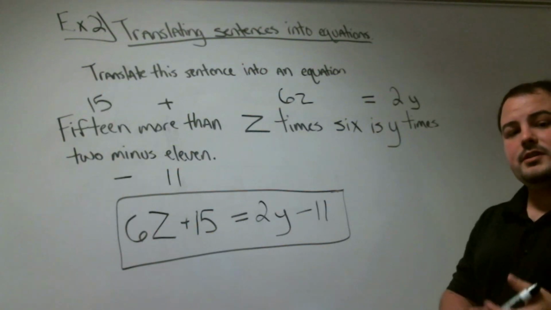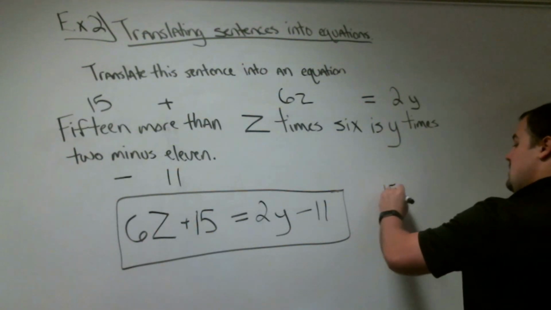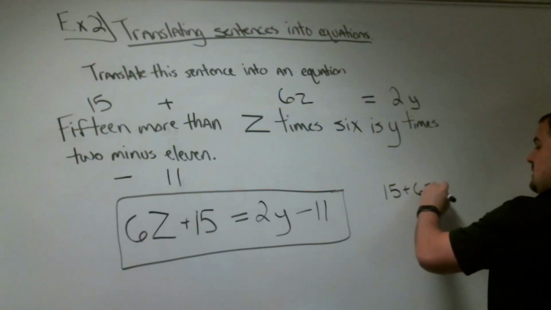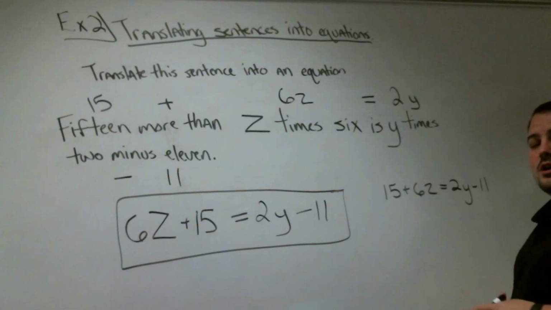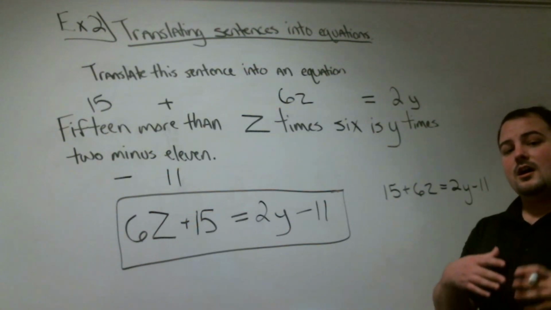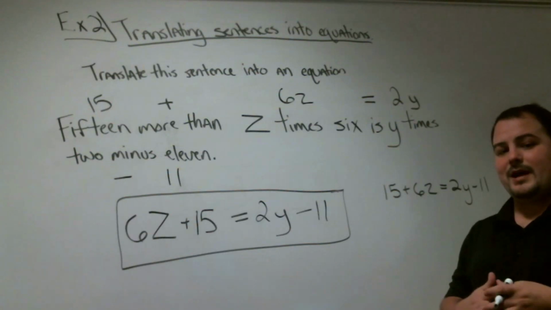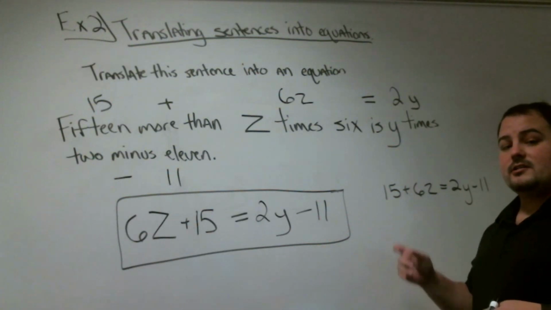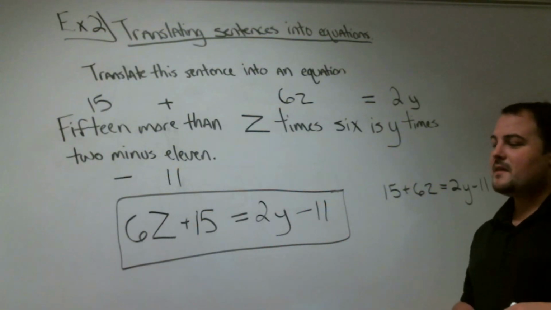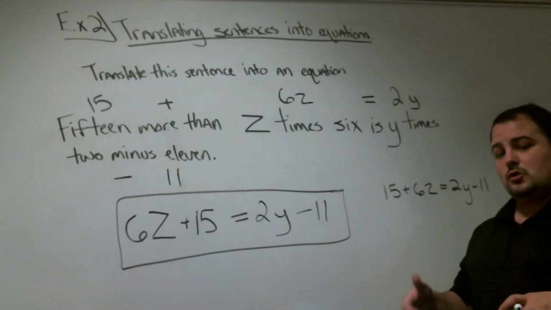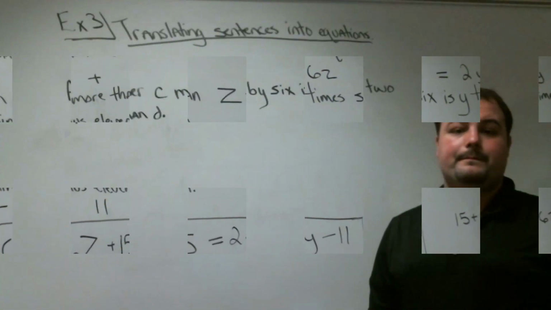So 6z plus 15 would be the correct answer, or you could have written it as 15 plus 6z equals 2y minus 11. I would accept this too, because addition is commutative, and commutative means the order in which you add does not matter. So both of these would be correct. If you wrote it this way, you're okay. If you wrote it that way, you're okay as well. These are the only two ways, though, that you could write this problem based on what we're reading. Let's go ahead and keep moving.